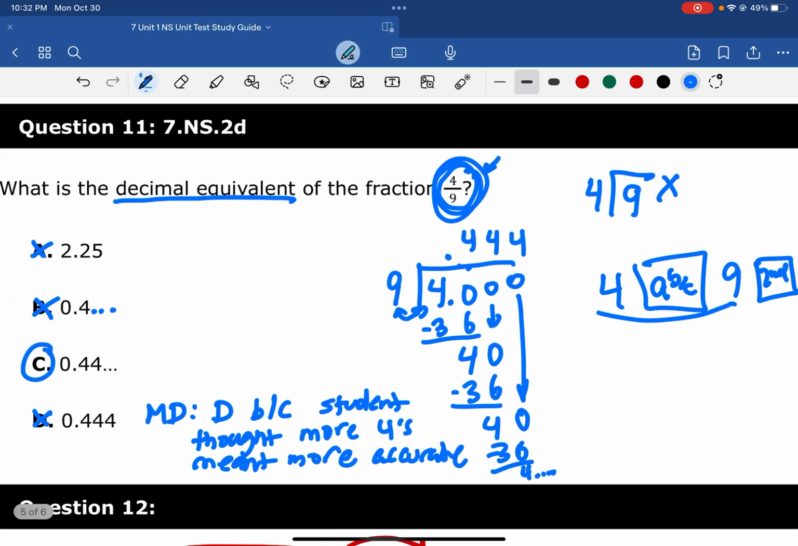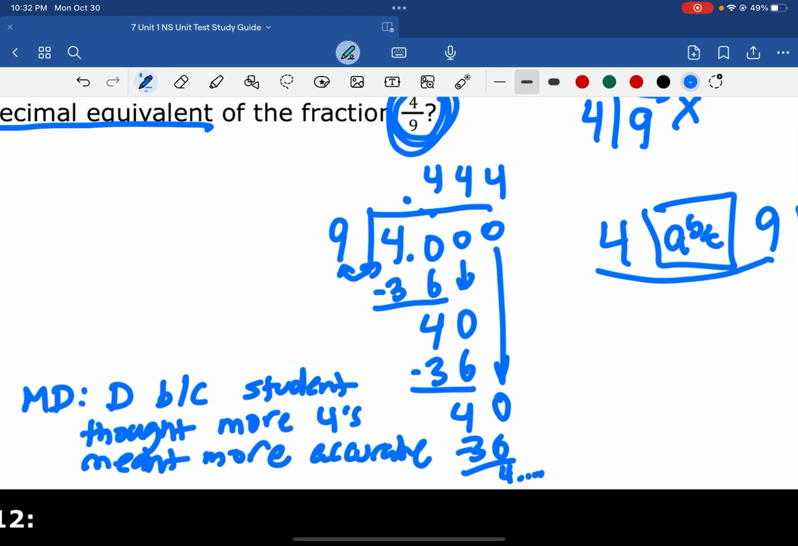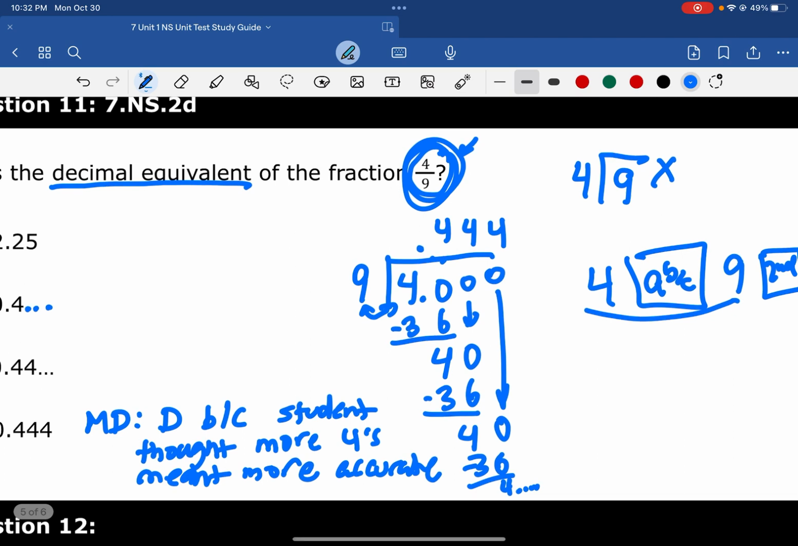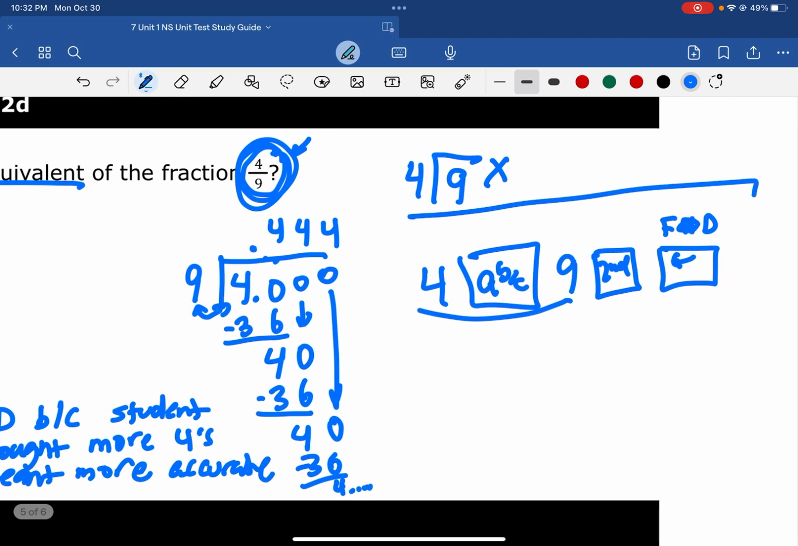So this is the long way to do it. And if you're ever not too sure, you want to double check, you can use this function here in your calculator to help you out.